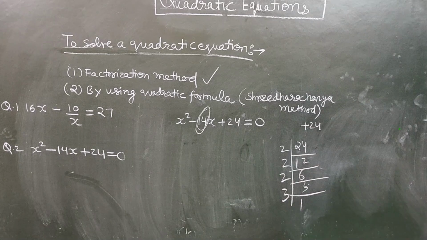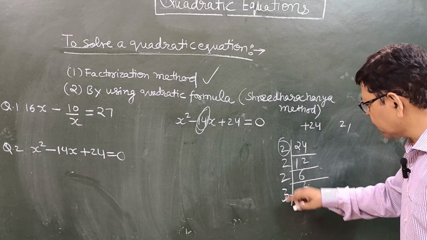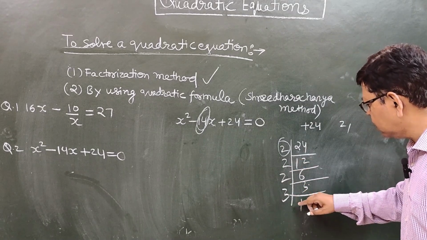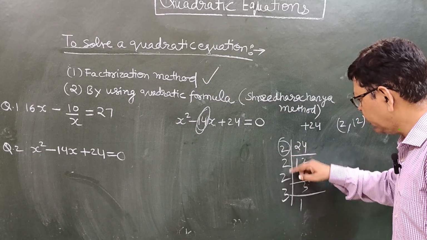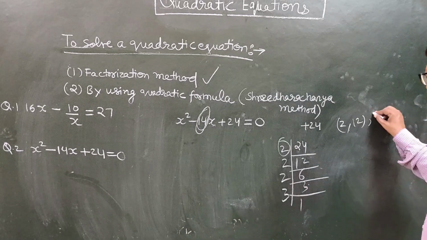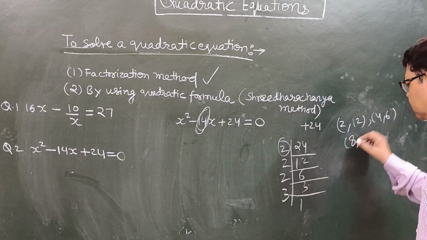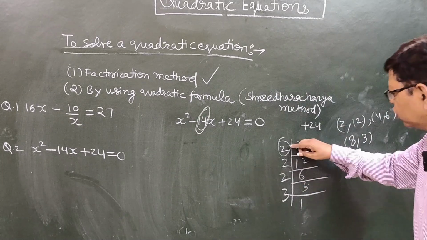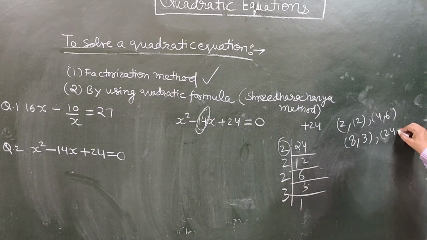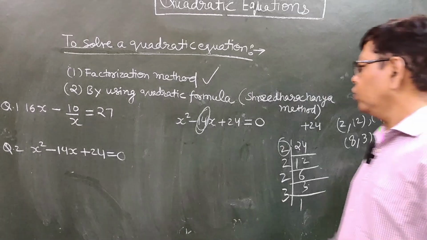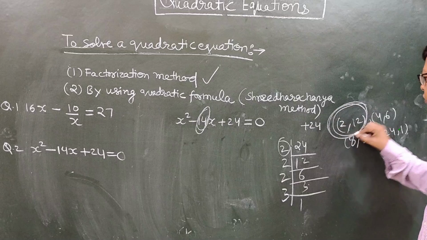Now let us make the pairs. Keep this number separate, 2. Multiply the rest of the numbers. 2 times 2 times 3 is 12, into 1, that is 12. 2 comma 12. Second, 2 times 2 and then 2 times 3 is 6. 4 comma 6. Then 2 times 2 times 2 is 8 and 3, that is 24 and 1. Now I will search for the pair whose sum is equal to 14, and that pair we have got. This is the pair whose sum is equal to 14.